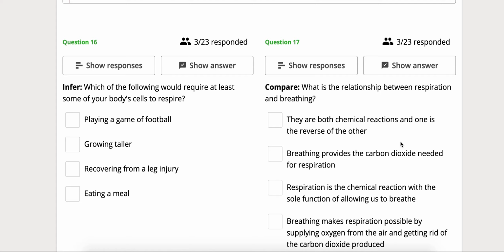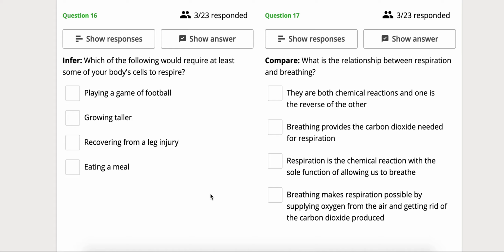So, starting off with question 16, which of the following would require at least some of your body's cells to respire? Keeping in mind respiration, as a quick overview, respiration is the process of your body converting oxygen to carbon dioxide. So, with what we know about respiration, go ahead and select the options. Remember, sometimes there are more than one correct answers to which of these following actions require your body to respire.